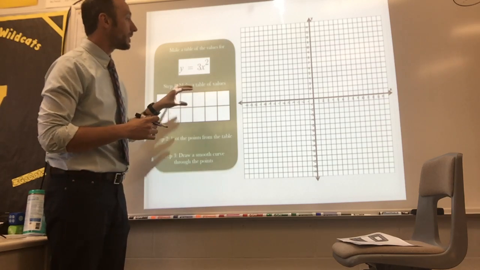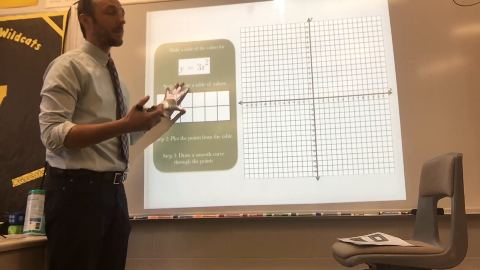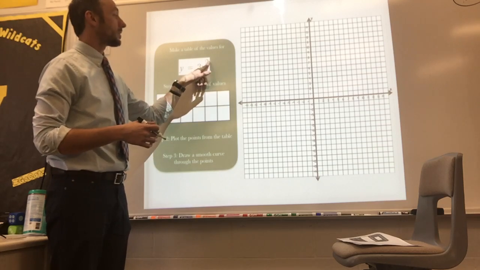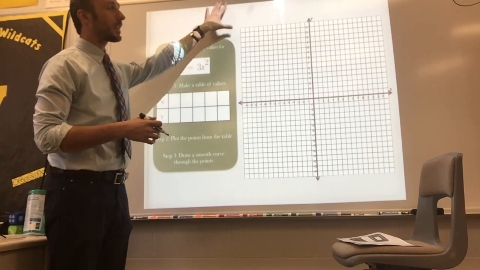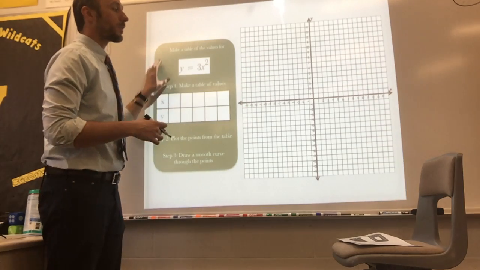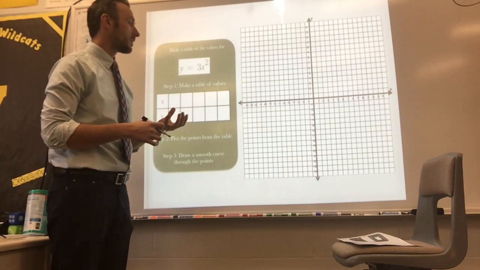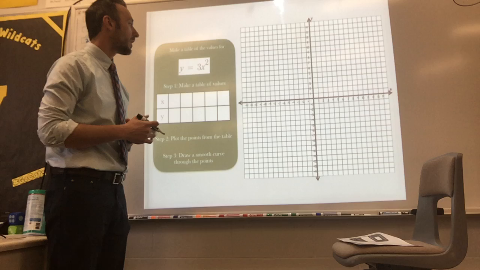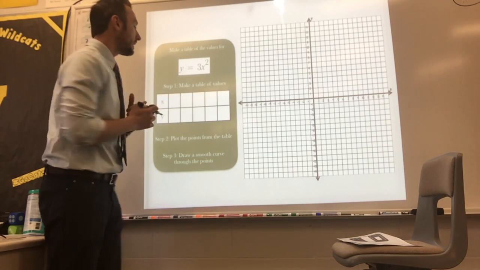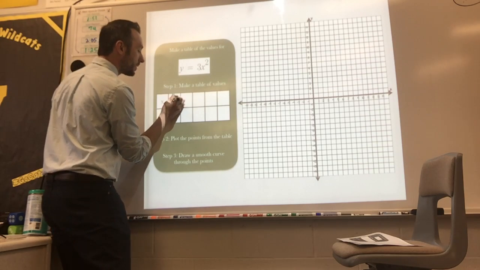If I pick negative 15, is that a point on this parabola? Yes. But by the time I square it and multiply it by 3, it's not going to be on this graph. So as you become more familiar, make sure you're picking good points that will fit on the graph. So I'm going to say easy. My first point is going to be negative 2.